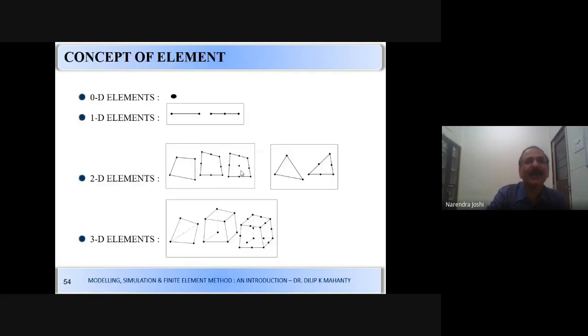Now, before you go, elements. What kind of elements? Zero dimensional? Yes, possible. It's a mass element. I want to show a mass, which will not show any geometry. For example, I'll give an example of this.